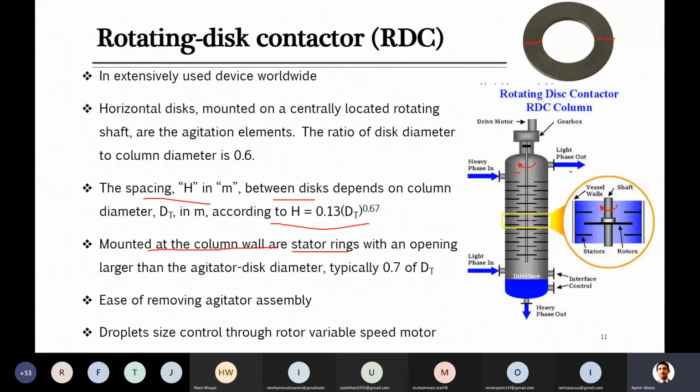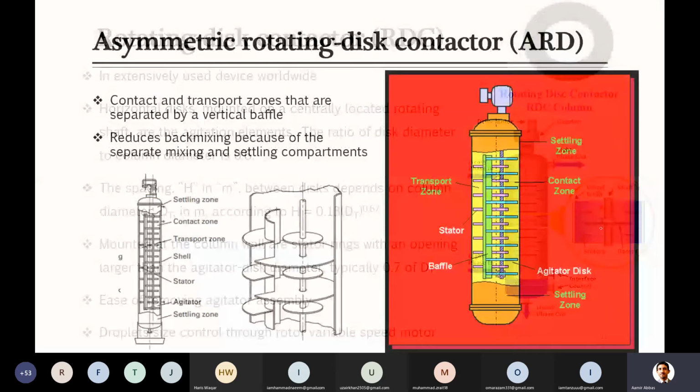Although in this kind of equipment, it is not easy to remove the rotating element, because stators are larger in length and it will not be easy. But still, it has such kind of internals, like there is a rotating element, and in the wall there are stators. So the best design is one in which stator length is low, and you can easily just remove this shaft assembly.